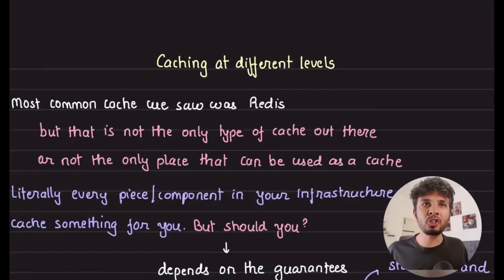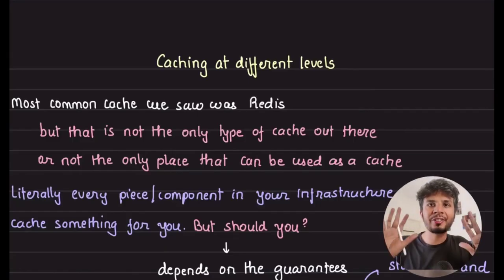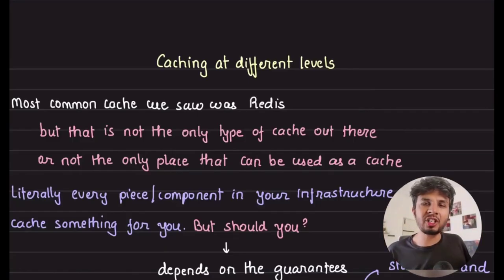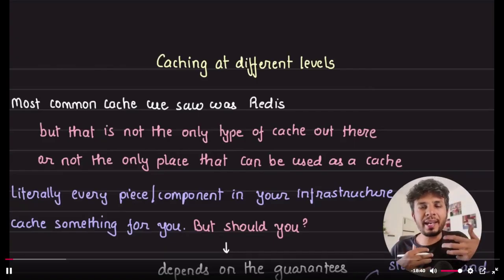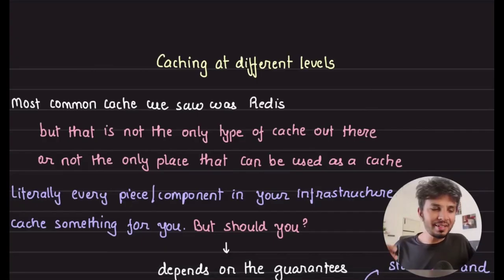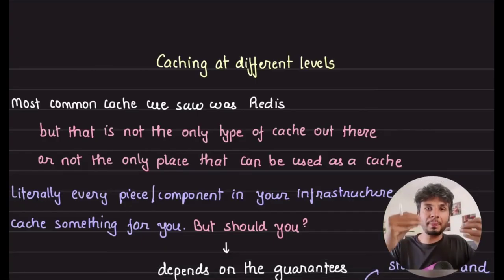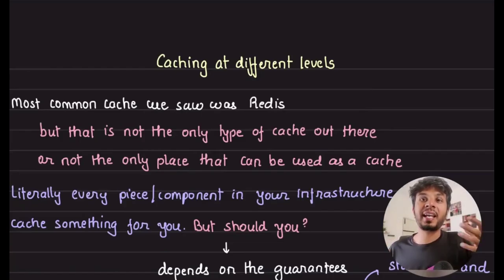So in this one, let's talk about various places where you can cache things. We understand that caching massively improves performance. It comes with a cost of staleness, but it massively improves the performance of your system. So it is very tempting to cache at every single place that we can. In this one, let's talk about different places in your architecture where you can cache things.